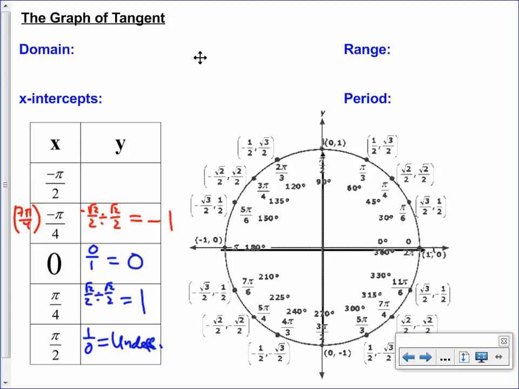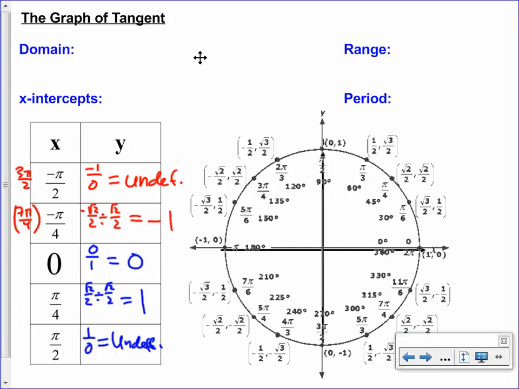Now, negative pi over 2 would be the other way from pi over 2. So instead of pi over 2, it would be at, yeah, this is the same thing as 3 pi over 2. It's going to be negative 1 divided by 0, which is undefined.